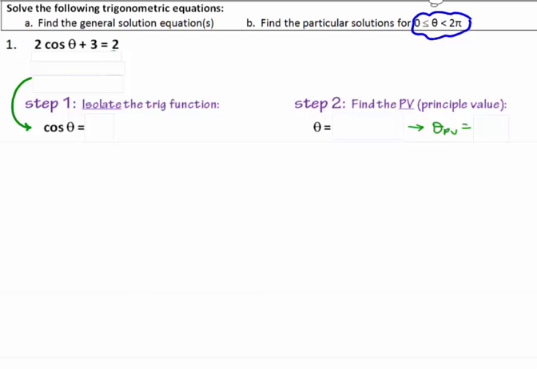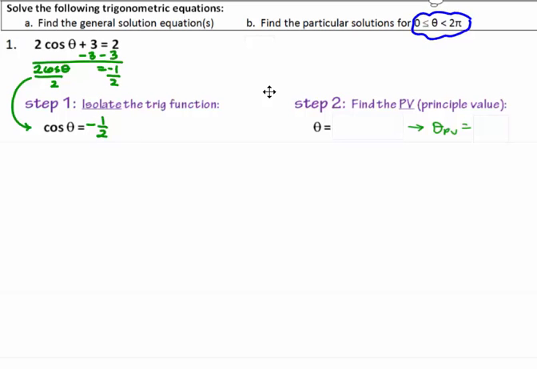Here we've got 2 cosine theta plus 3 equals 2. So the very first step in solving a trig equation is just what you would expect, is to isolate the trig function. So let's get cosine theta by itself. So we'll start by subtracting 3 from both sides. We can then divide by 2 on both sides. And so now we've gotten our cosine theta by itself. We can see cosine theta is -1/2.